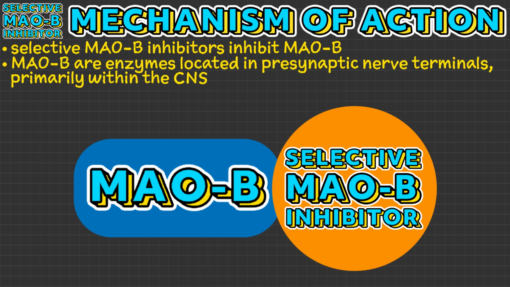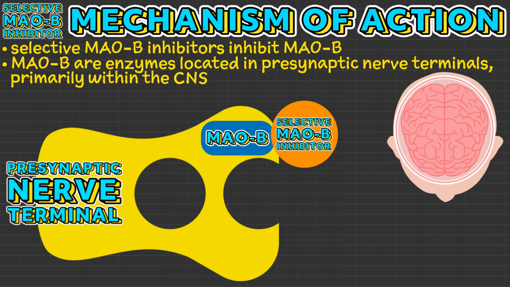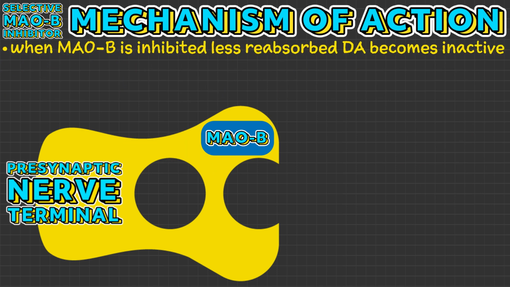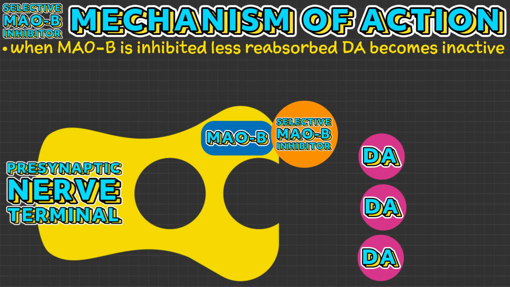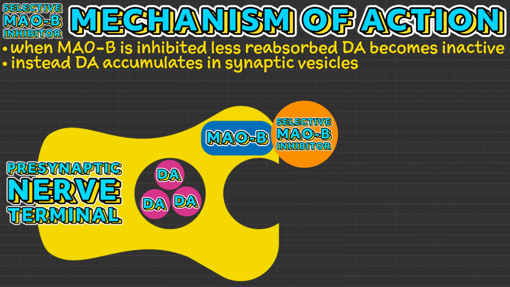MAO-B are enzymes located in presynaptic nerve terminals, primarily within the central nervous system, and are responsible for inactivating the reabsorbed monoamine neurotransmitter dopamine. When inhibited by selective MAO-B inhibitors, less reabsorbed dopamine becomes inactive and instead accumulates in synaptic vesicles within the presynaptic neuron.